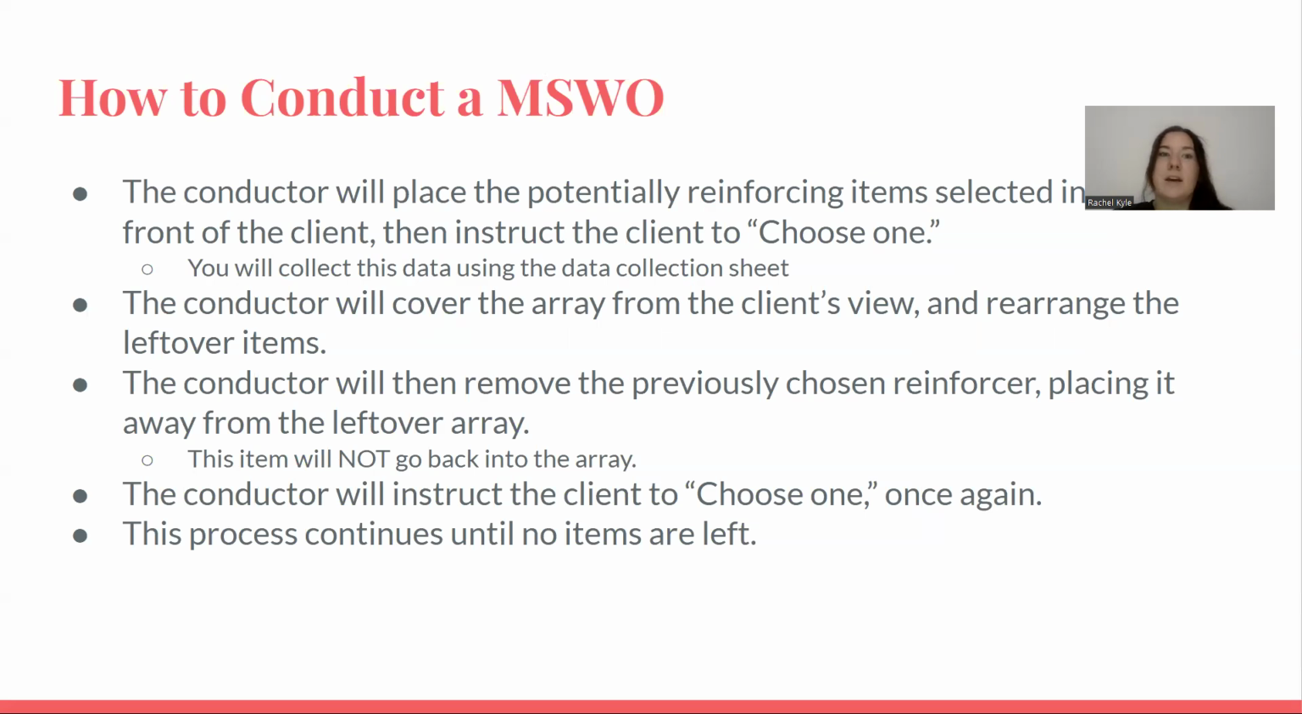But essentially, you'll then cover the array. You're going to rearrange the leftover items. You'll remove the previously chosen reinforcer and place it away from the leftover array. And then you're going to again show the client the array, say pick one, and then you're going to collect the data. This cycle is going to continue until there are no items left in the array.